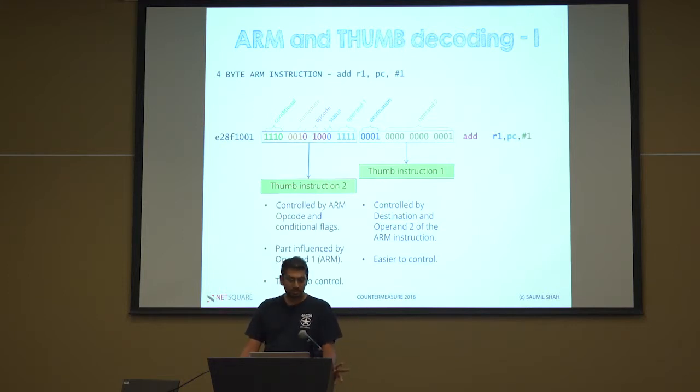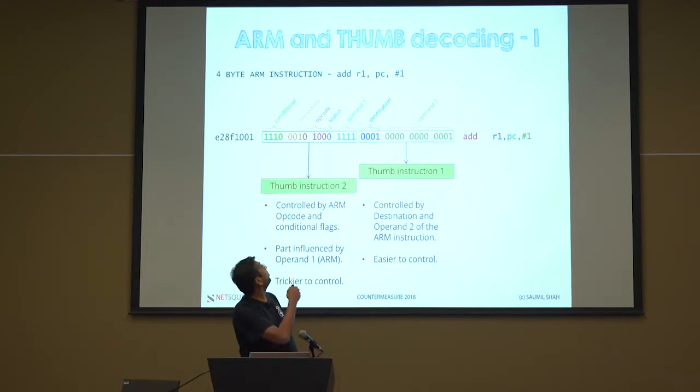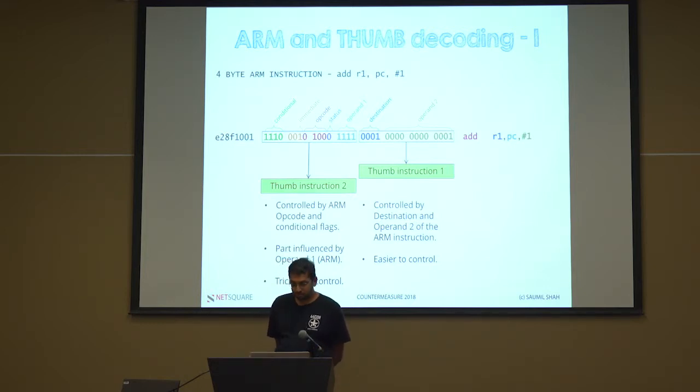The second thumb instruction is basically controlled largely by the opcode and conditional flags. This is tricky, because if you want to do an add, then you only get a limited few choices of thumb instructions which the add will translate into, and that's what screws us up. Fortunately for us, we have the conditionals to help us out.